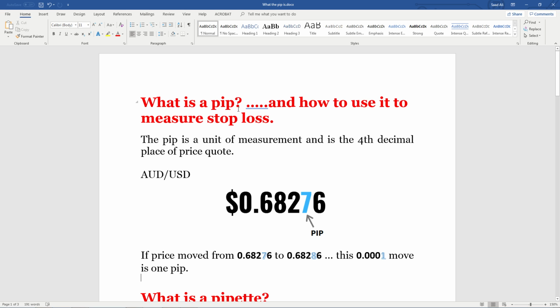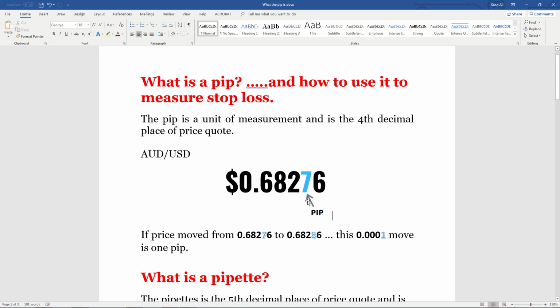So it says, what is a pip and how to use it to measure our stop loss? A pip is a unit of measurement and is the fourth decimal place of a price quote. If you see here, if you move the decimal place 4 spots, 1, 2, 3, 4, this 7 represents a pip. So just remember that the fourth decimal place, 1, 2, 3, 4, is where we'll look to see if the value changes. This represents a pip.